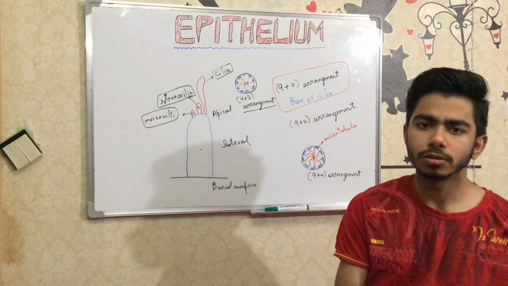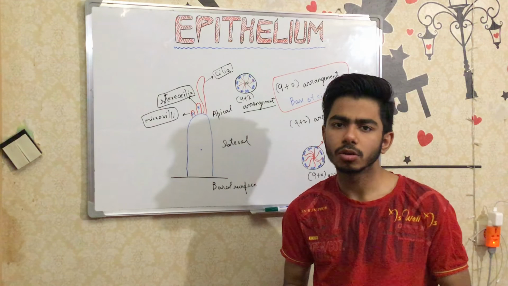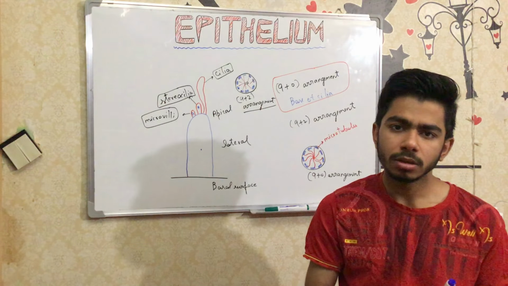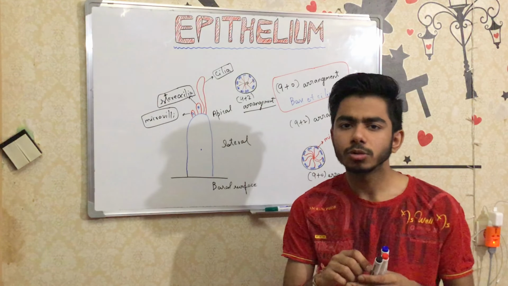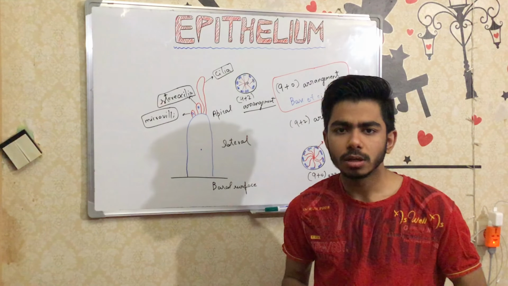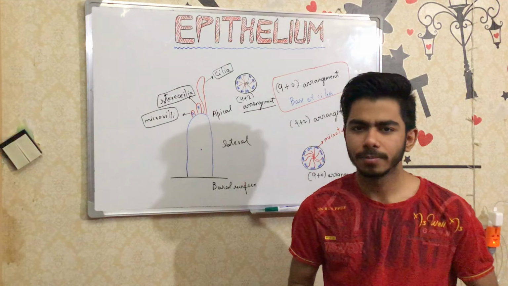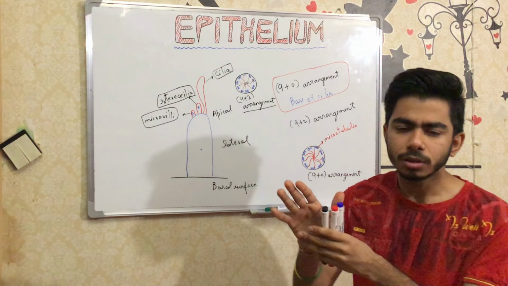For example, in the reproductive system in the female. If I talk about the immotile cilia syndrome, if the female is suffering from the immotile cilia syndrome, she may be sterile. Why? Because the oocyte is not able to move in the uterine tubes, because the oocyte moves with the help of cilia.